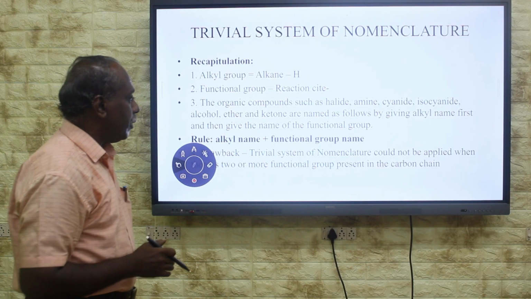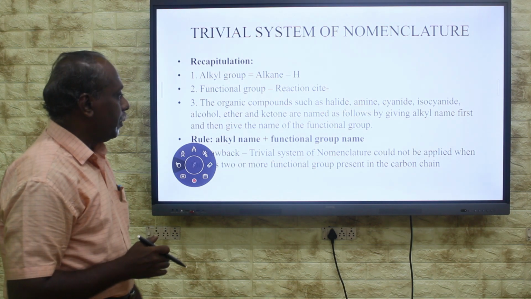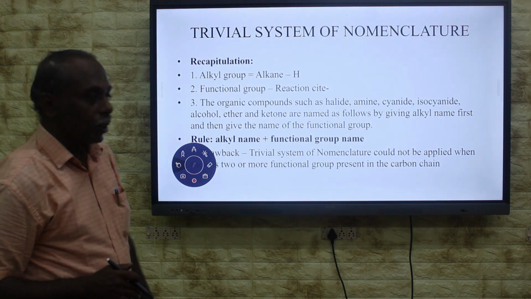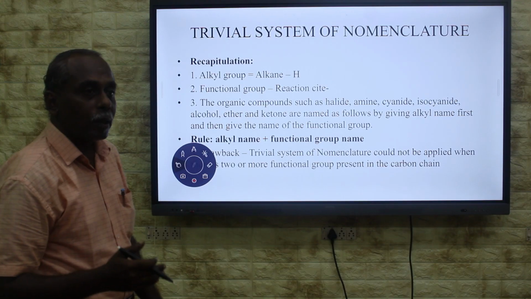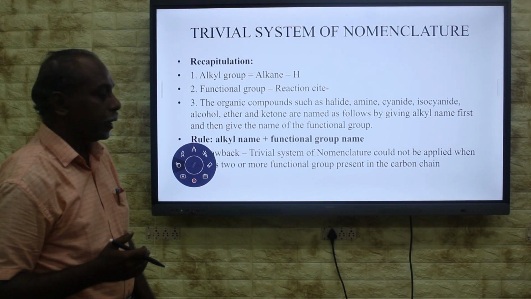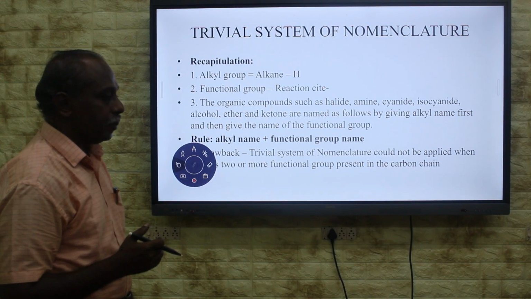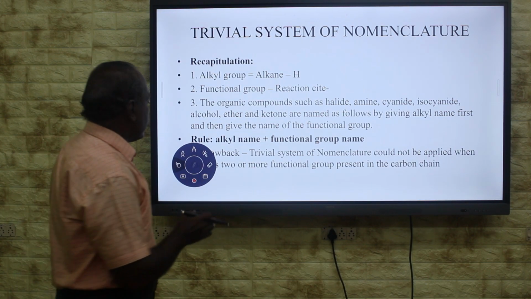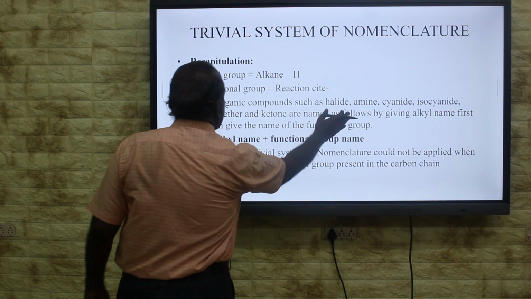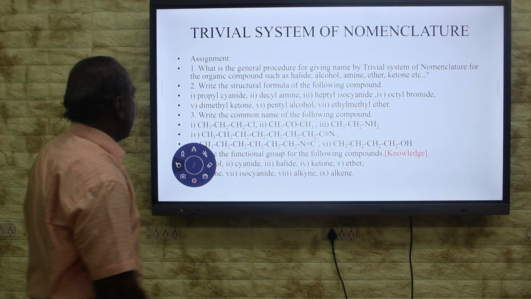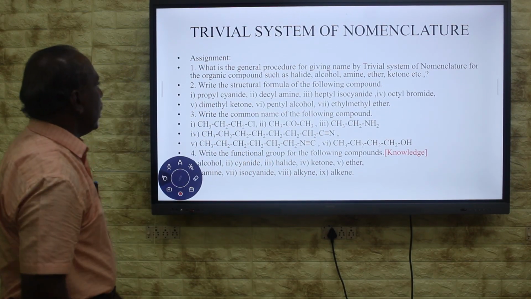Then the drawback of the trivial system. The trivial system of nomenclature could not be applied when there is a larger number of functional groups, two or more functional groups present in the carbon chain. These are some of the recapitulation in this part. Then let us pass on to the assignment.